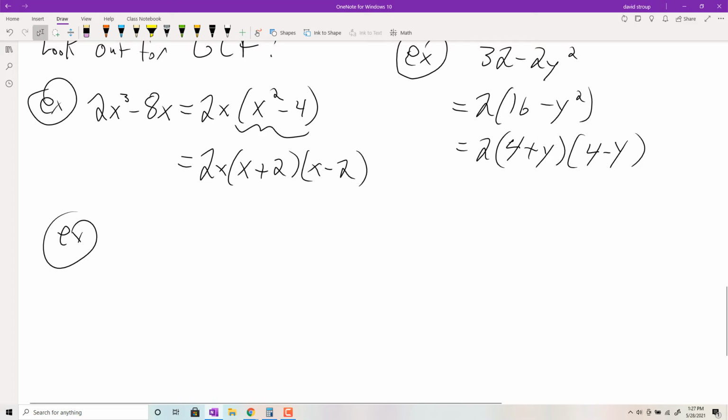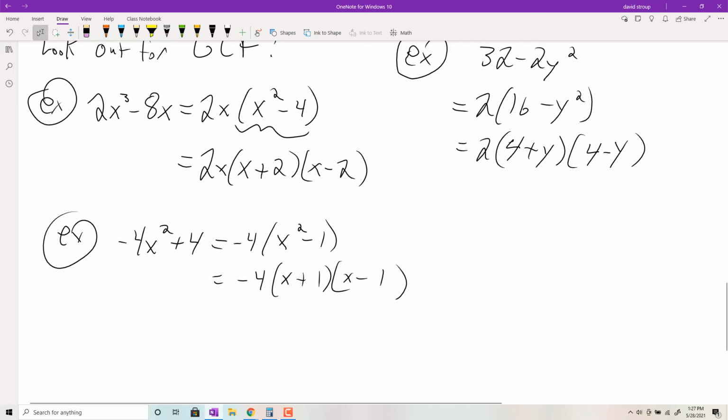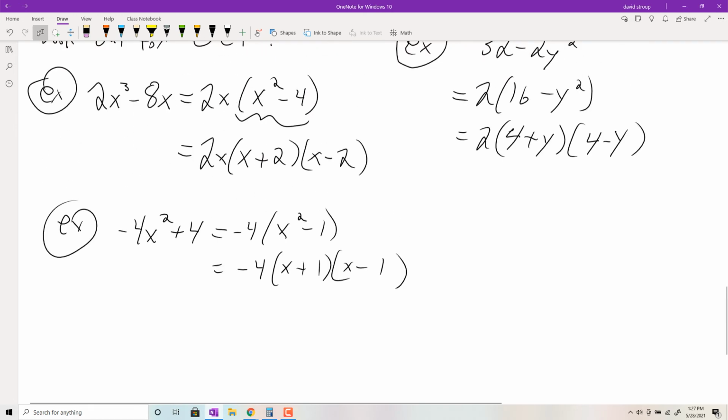Another example, negative 4x squared plus 4. Well, you can factor out a negative 4 if you wish, and we'll end up with x squared minus 1. And then we can factor the x squared minus 1. So x plus, x minus, what times what is 1? And just 1, right?